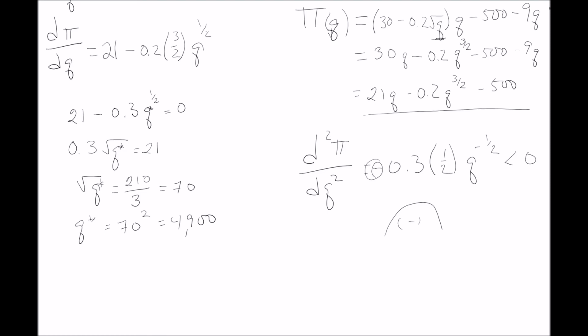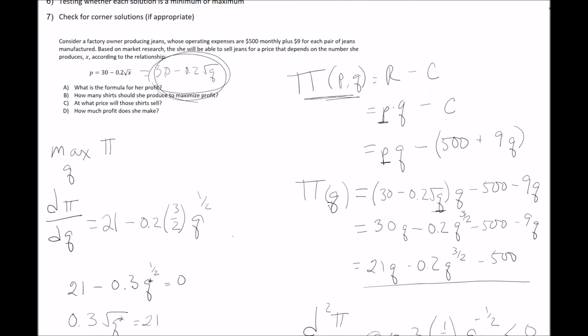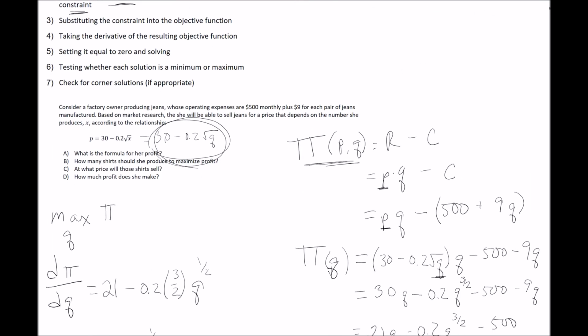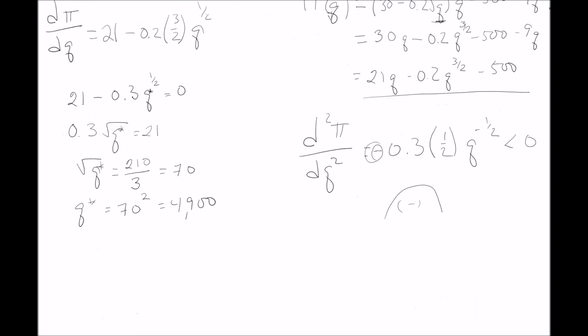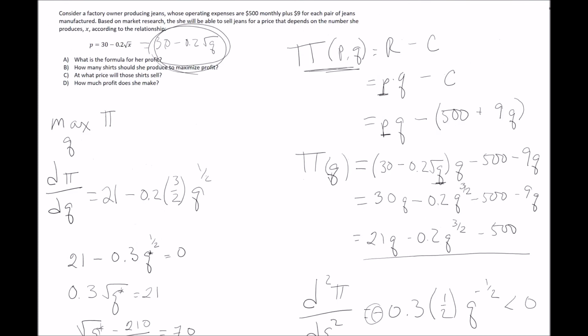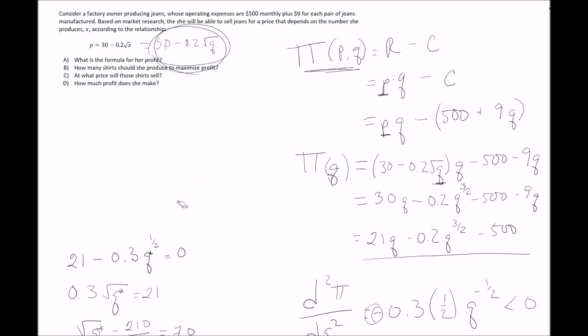The final two questions, if I just go back up and make sure that I'm actually answering all the questions that were asked, we were asked at what price the shirts would sell and how much profit she makes. So I'll go ahead and just erase a few things here. And we can plug in our solution to this expression for the price. Okay, we got 4,900, or 70 squared.